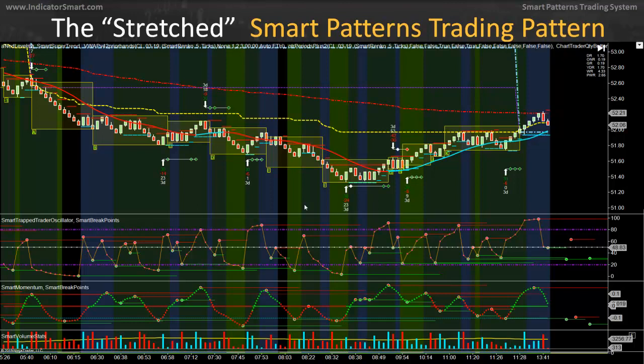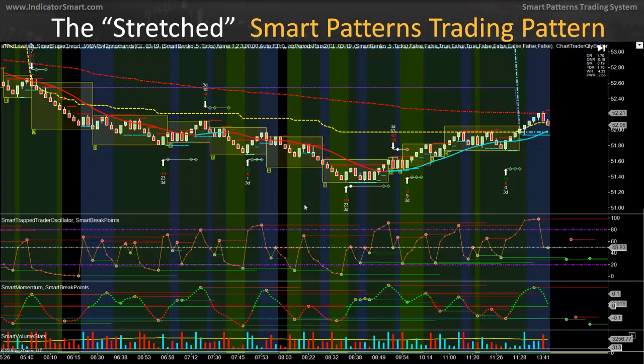When both those conditions are true, the trap trader oscillator has broken through smart breakpoints, and the smart momentum has broken through smart breakpoints lines, then the market is likely to fade in the opposing direction following a reversal bar. And we can cover those.